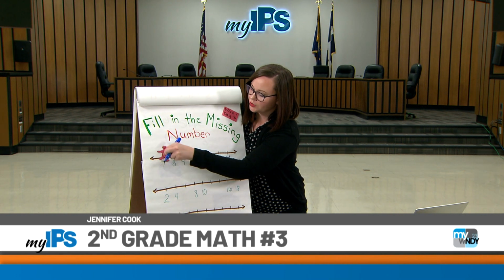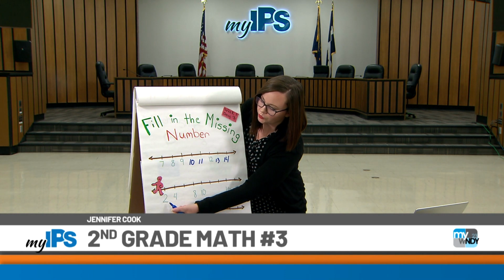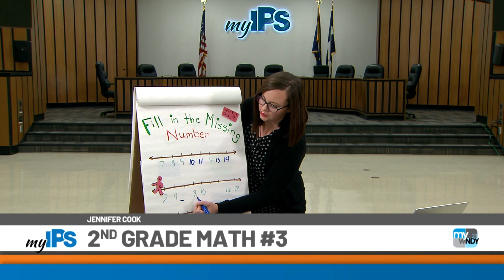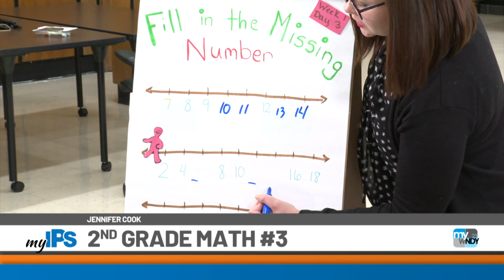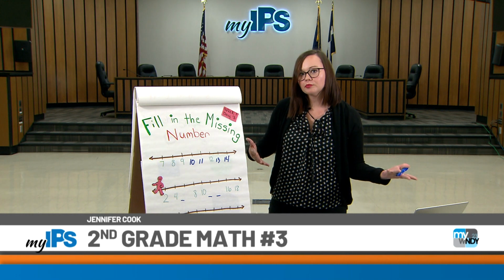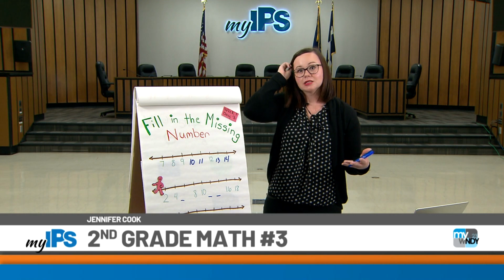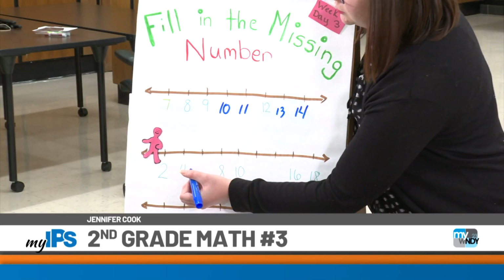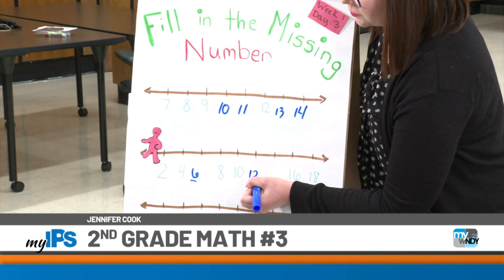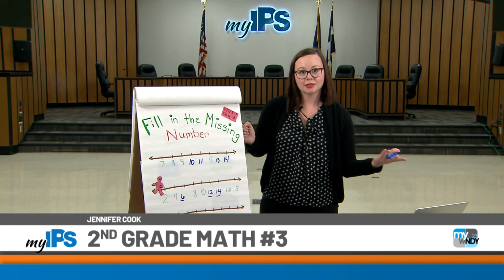I'm going to take my line jumper guy and put him down here to this second one. Let's try this one. So I have 2, 4, something's missing, 8, 10, something's missing, something's missing, 16, 18. Well, it looks like to me, I'm just skip counting by 2s. So what are my missing numbers? 6, 8, 10, 12, 14, 16, 18. Well, that was easy.